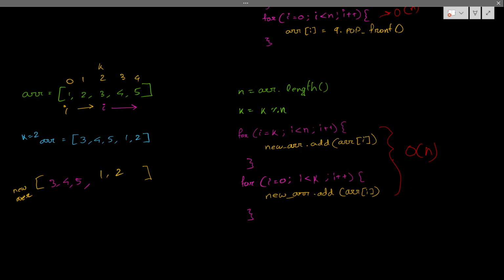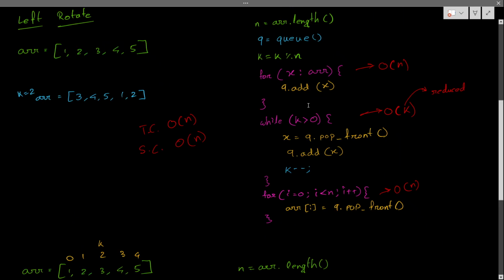And also we are taking extra space for this new array, right? The time complexity becomes big O of n and space complexity is also big O of n. So you can say it is similar to the first approach, right? That is also big O of n, this is also big O of n.